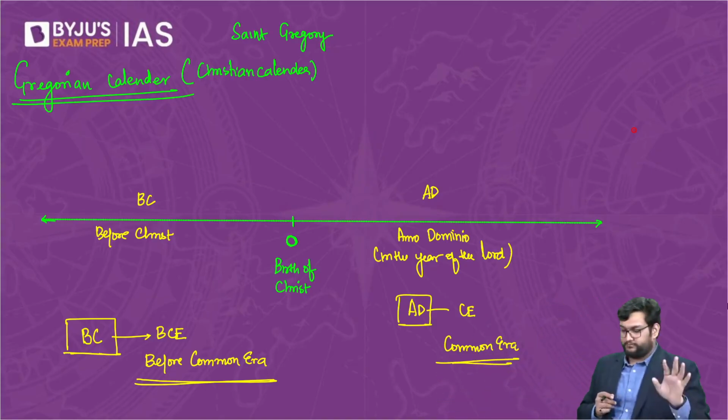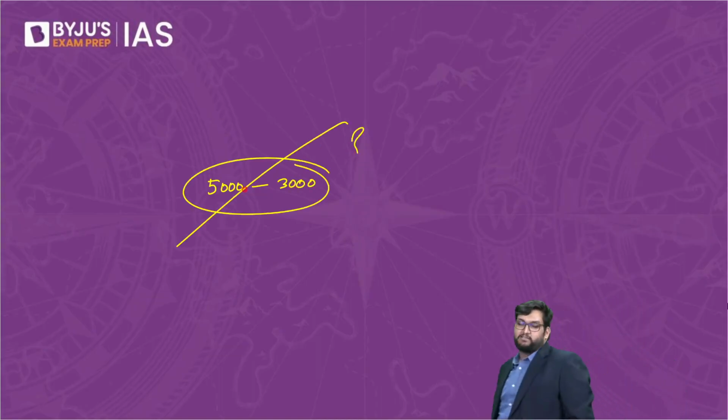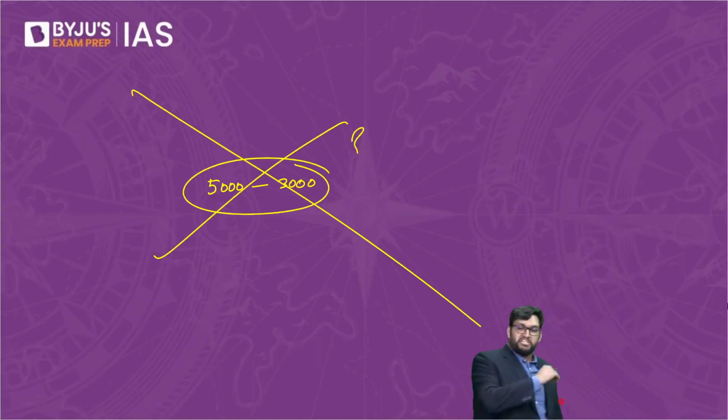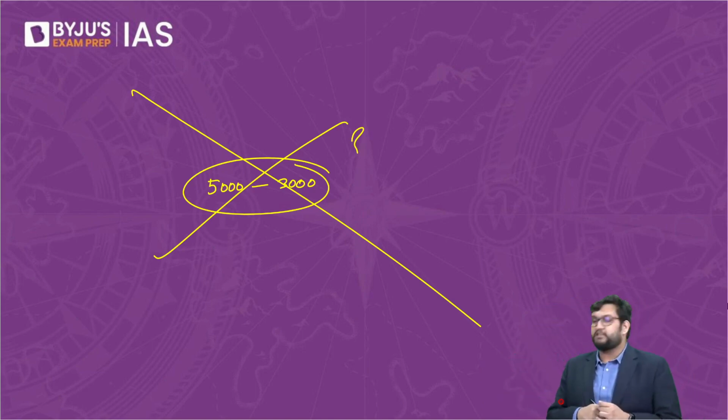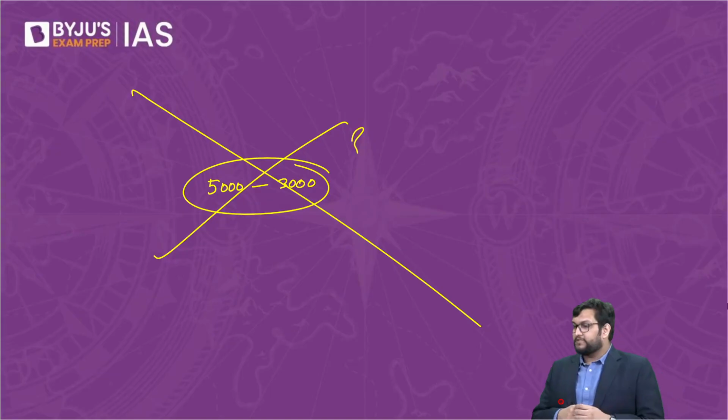Now, what is more important to you is not this. What is more important to you is, a lot of students come to me and say 5,000 to 3,000. This is wrong. The teacher does not know maths. History teachers failed in maths. It's not wrong. It's basically in BC.